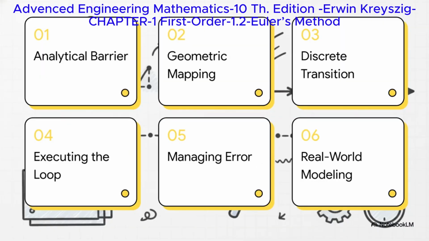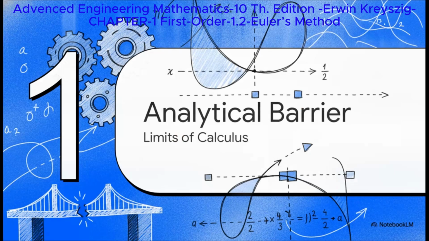Here is our roadmap for today's session. We'll start with the analytical barrier, move into geometric mapping, cover the transition to discrete math, talk about executing the loop, managing error, and finally, wrap it up with some real-world modeling. All right, let's jump right into part 1, the analytical engineering barrier.